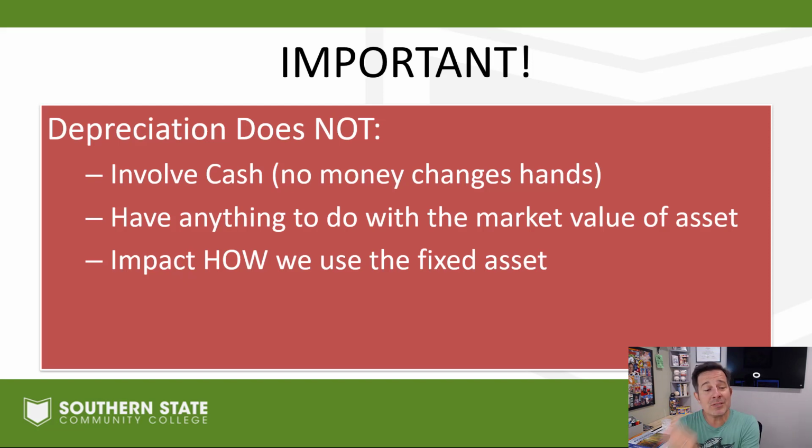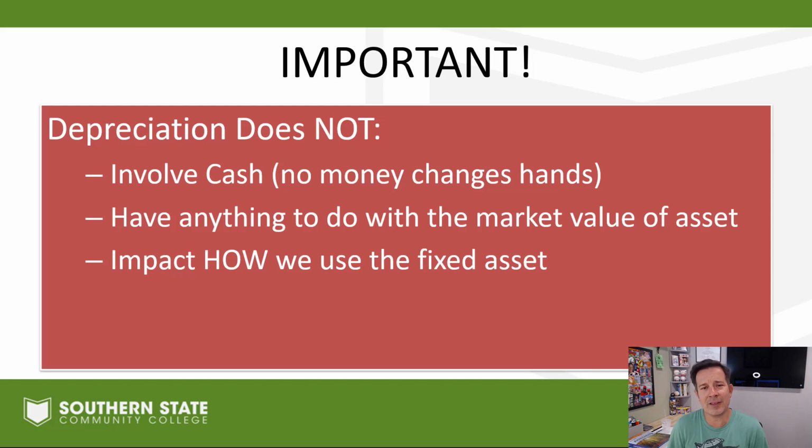As I mentioned, it also does not have anything to do with the market value of the asset. When Disney bought the land for Disney World in the late 1960s, they probably paid a few million for it. And that land today is probably worth hundreds of millions of dollars. That's okay, but that's not what we're trying to capture when we depreciate. It has nothing to do with the market value of the asset. It has to do with what we paid for the asset originally and how we spread it out over the life of the asset.